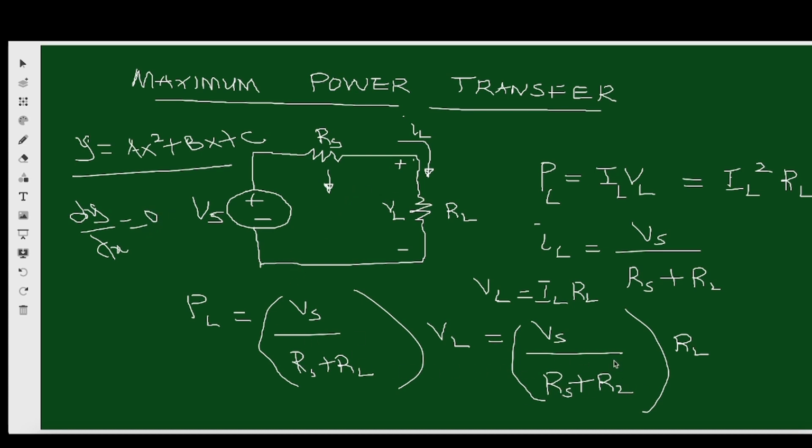PL is equal to this. So we want to know the value of RL that will give us the maximum PL, and the maximum PL, of course, is the critical point on the PL curve, that is, on the curve showing PL against RL. So we differentiate PL with respect to RL. So what would that give us?